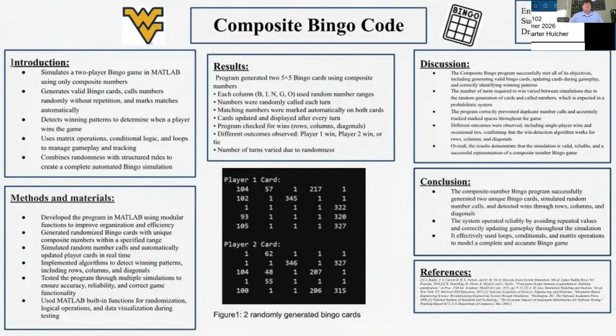In conclusion, the composite number bingo program successfully generated 2 unique bingo cards, simulated random number calling, and detected wins through rows, columns, and diagonals. The system avoided repeated values, updated each turn, and demonstrated effective use of loops, conditionals, and matrix operations to model a complete and accurate bingo game.